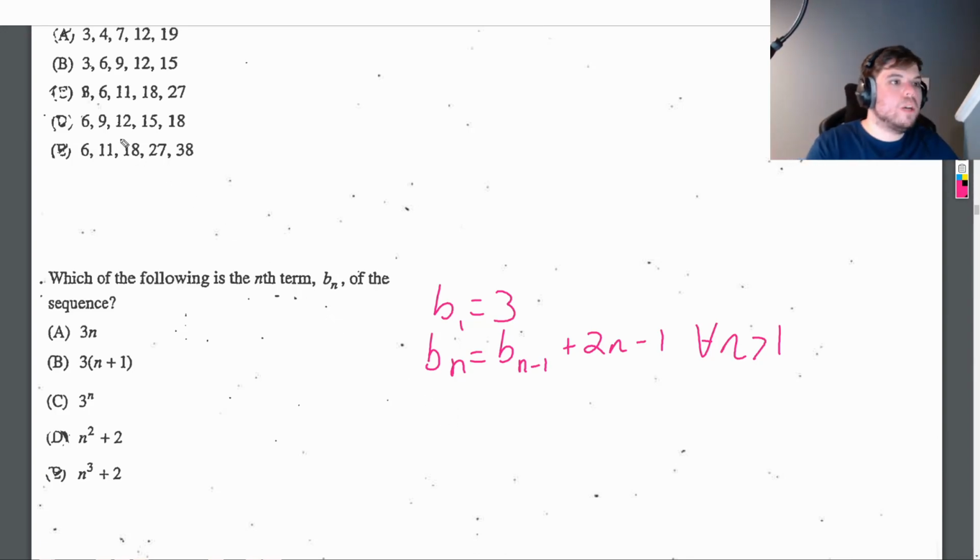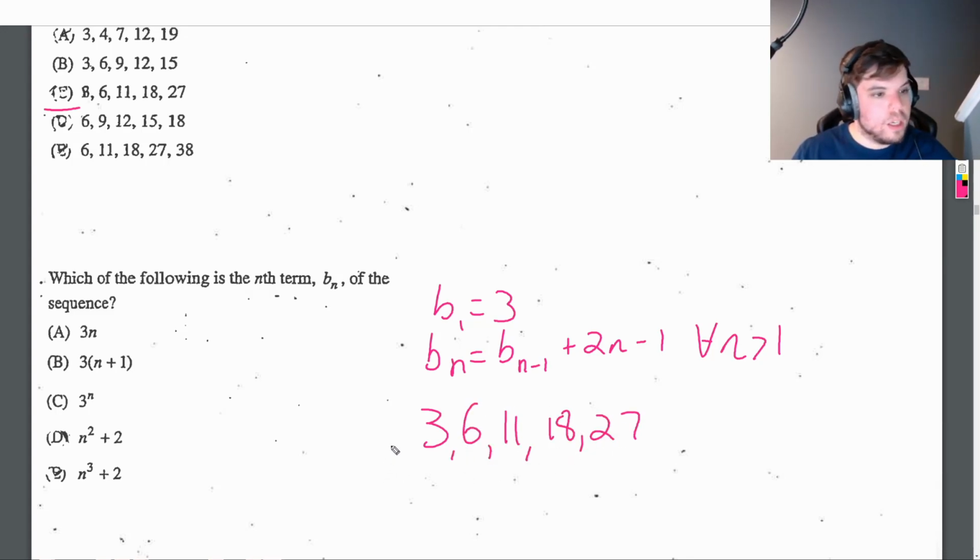Okay, so we know since this was 16, and 16 gave us answer choice C, that the first terms are 3, 6, 11, 18, 27. Okay, so what describes this sequence? Let's see. Is it 3 times n? No, because then it wouldn't be 11. So it can't be A. Is it 3 times n plus 1? No, because then the first one would be 4. No, the first one would be 6. Is it 3 to the n? No, because then the second one would be 9.